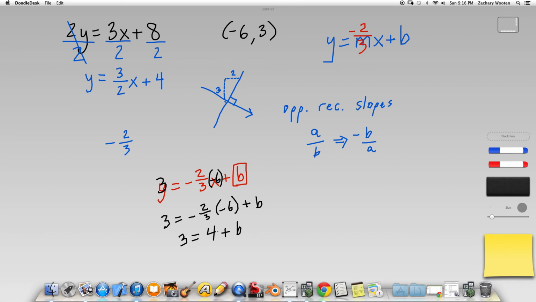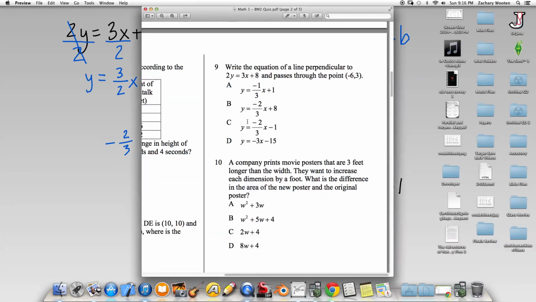So all this simplified to 4. To solve for b, we just take away 4 from both sides. So 3 minus 4 is negative 1. That cancels, and that's what our b value is. So that means my slope, which I already found earlier, was negative 2/3. So I had y equals negative 2/3 x, and then my y-intercept starting value is negative 1, so I just put a minus 1 on the end. So this is the equation of the line that's perpendicular to the original that they gave us, and that passes through that given point. It's going to match up with answer choice C.